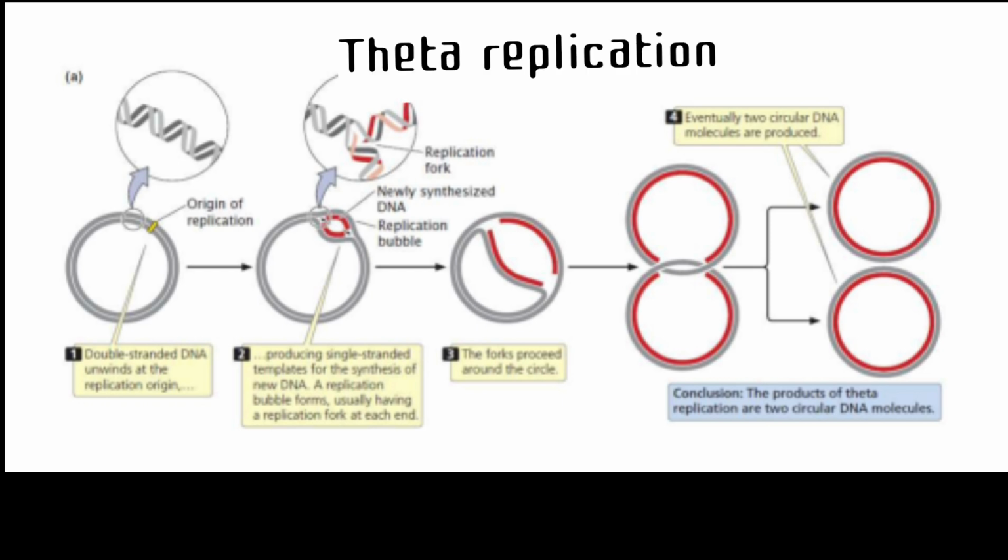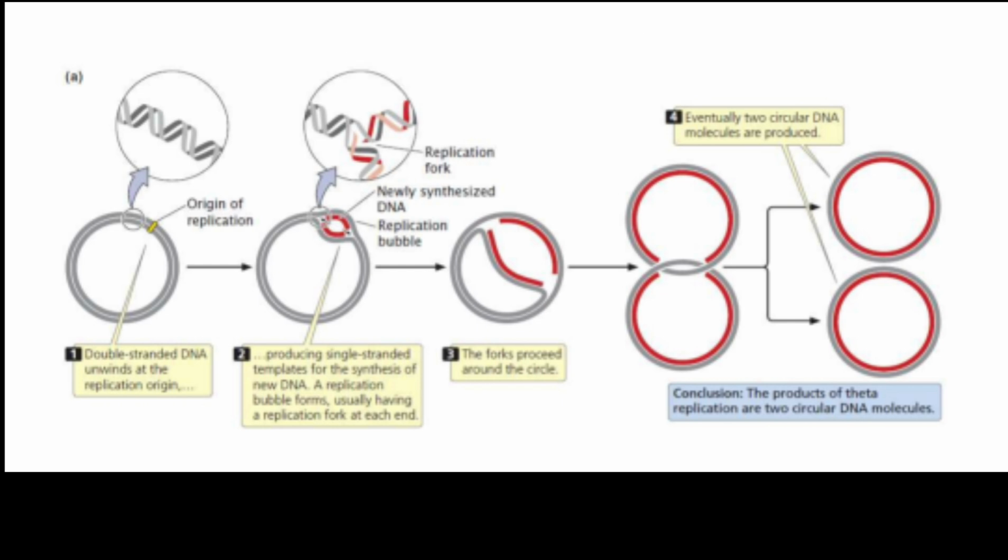So what is theta replication? It is a type of replication found commonly in E. coli and other organisms which possess circular DNA. So what are the steps of theta replication? First, the double-stranded DNA unwinds at the replication origin. Then each strand serves as a single-stranded template for the synthesis of new DNA, and a replication bubble is formed which has a replication fork at each end. The forks proceed around the circle and eventually two circular DNA molecules are produced. So the product of theta replication is two circular DNA molecules.